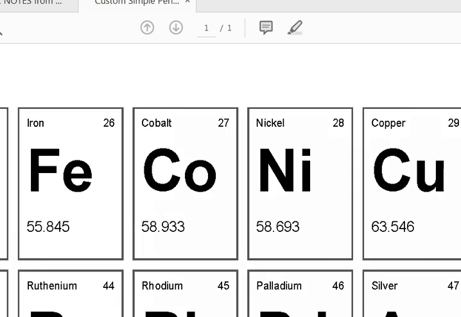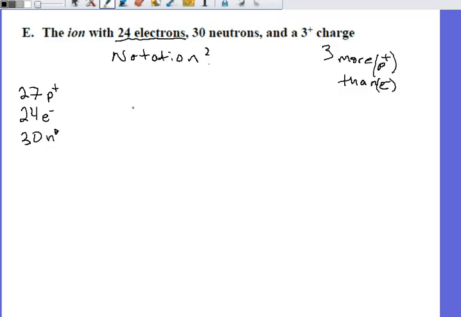So this is our symbol, capital C, little o, and we can verify that the number of protons, or the atomic number, is 27. So from here, I can say, okay, I know that this is cobalt. I know its atomic number is 27. I know it has a +3 charge. Now I can find out what its mass number is by calculating a sum of the protons and neutrons, because mass number is the sum of the protons and the neutrons. So this is 30 plus 27. This is mass number 57.